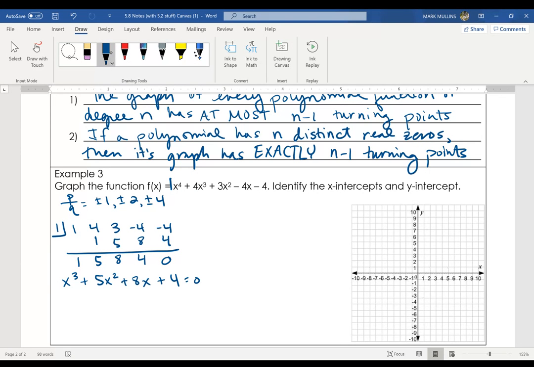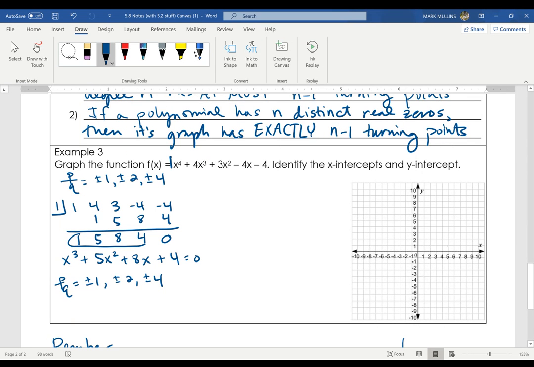And because my constant term is 4, p over q is still the same: plus or minus 1, plus or minus 2, plus or minus 4. Normally I would try 1 again, but I'm thinking about how these numbers, the 1, 5, 8, 4, are all positive. This whole process is just multiplying and adding when I do synthetic division, so I'm not going to get a 0 out of that. I'm going to have something that's negative. So I'm going to try -1 instead.